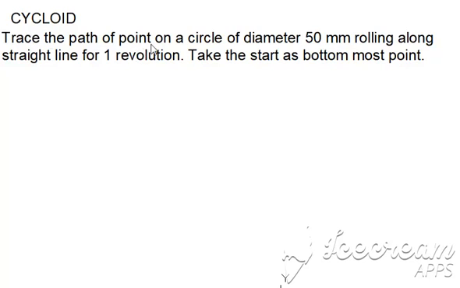Trace the path of a point on a circle of diameter 50 mm rolling along a straight line for 1 revolution. Take the start point as the bottommost point. Let's see.